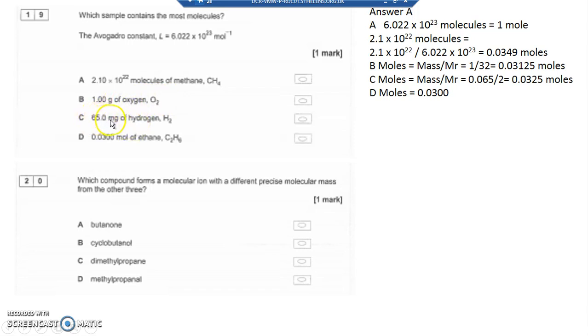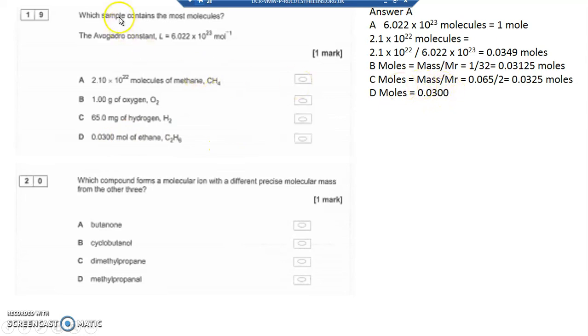In C, I've got milligrams of hydrogen. Well, I can do the same thing, milligrams into grams, if I'm going from a small unit like milligrams into a large unit like grams, then I divide by 1,000. 65 divided by 1,000 is 0.065, so that's the mass in grams. Moles is the mass in grams, 0.065 divided by its MR. Hydrogen, there are 2 H's, each with a mass of 1, so that's an MR of 2, 0.0325 moles. And the last one, it just tells me the number of moles.